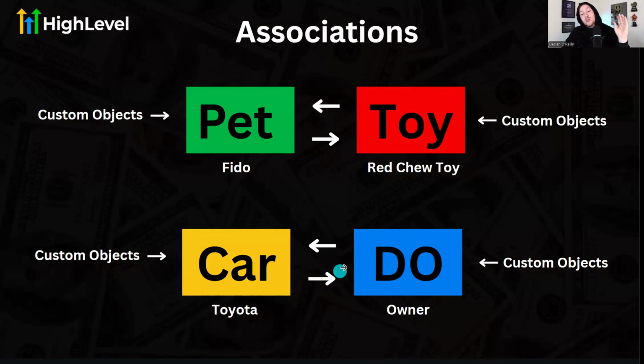It's so narrow. But what you can do is go even a step further and have multiple associations with multiple objects.